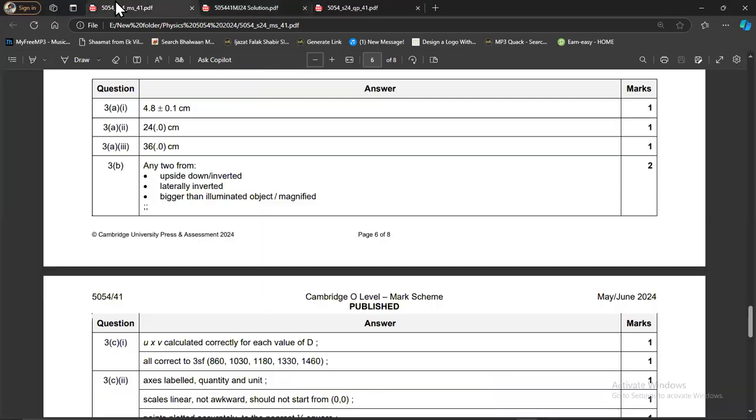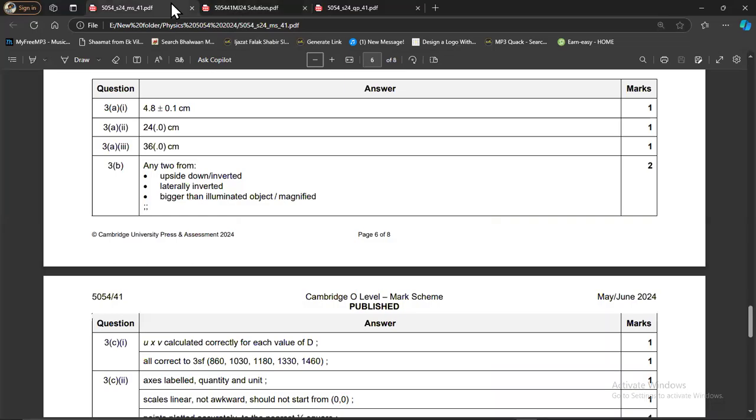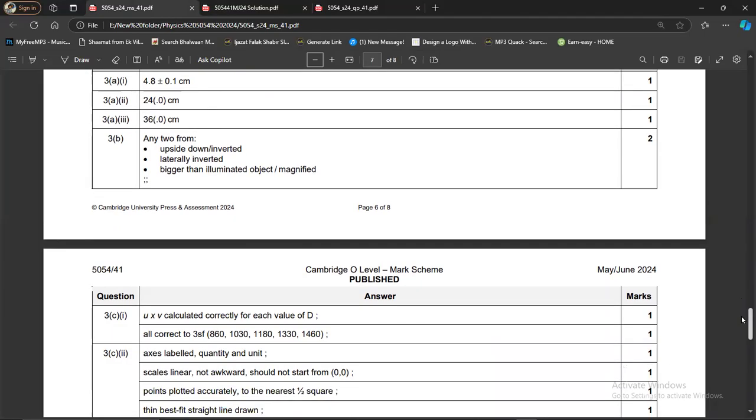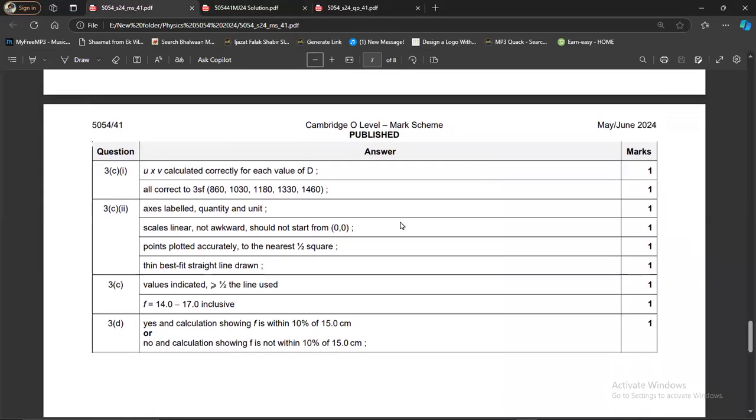So I hope you understand this. One of my points here went 2 mm up. So you can change the scale of this y-axis also. It's up to you. So here we go.